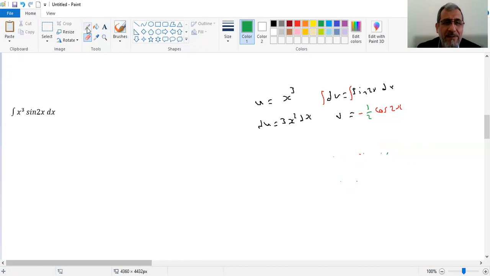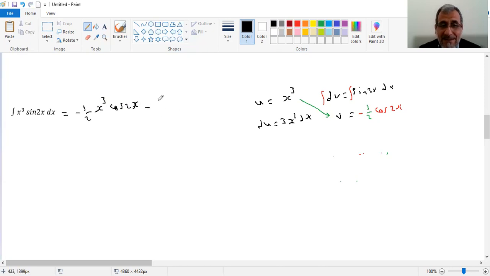Now equal to uv, u multiplied by v. So it will be negative, this one is negative half x cubed cosine 2x.